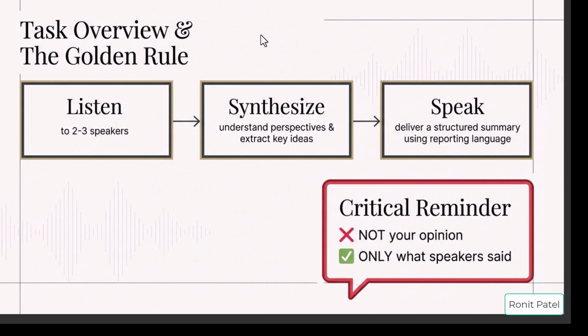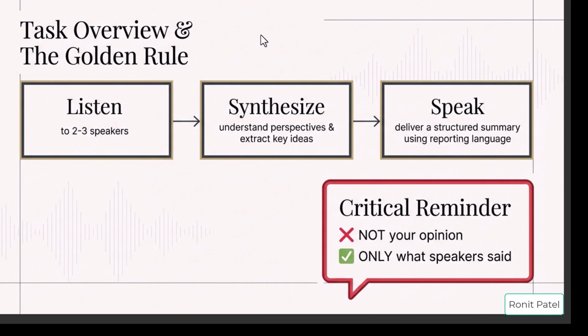Stage 2, synthesize. This is where most students fail. Synthesize simply means combine, organize, and extract key ideas. You must mentally connect speaker A's view, speaker B's view, speaker C's view into one coherent summary. Stage 3, speak. Finally, you deliver a structured summary using reporting language.